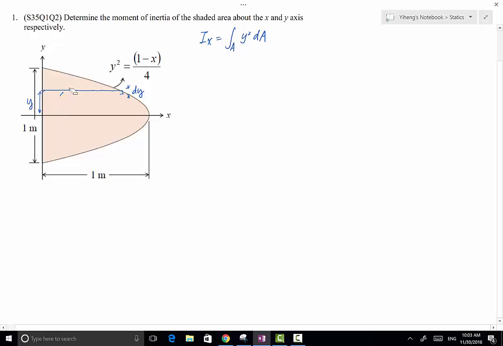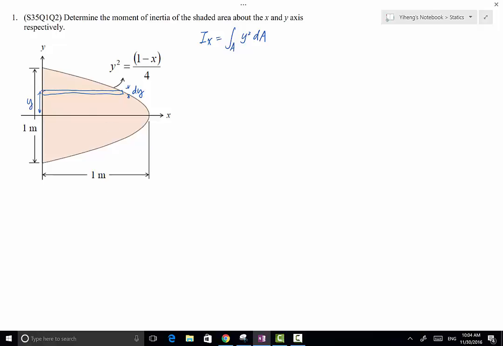Therefore, you can choose a differential element that is, for example, an arbitrary little square at a location x and y. But if you do that, then you will have to integrate with respect to two variables. So in this case, when we choose this horizontal strip, we do not need to integrate with respect to two variables, but only with respect to y.